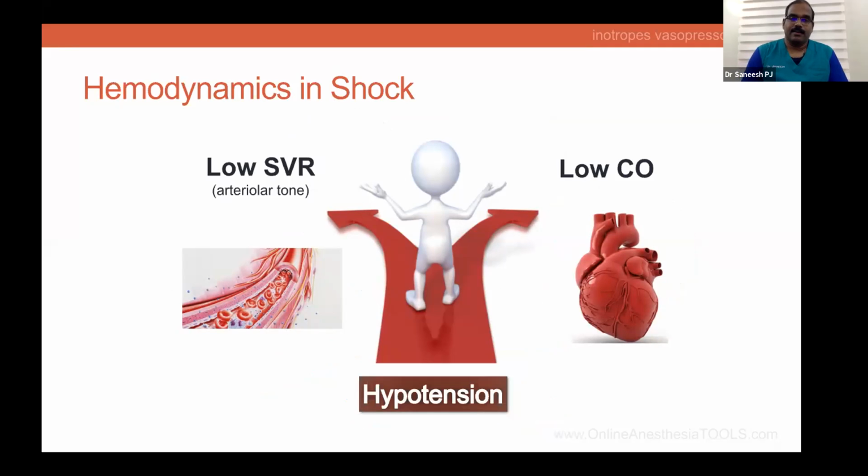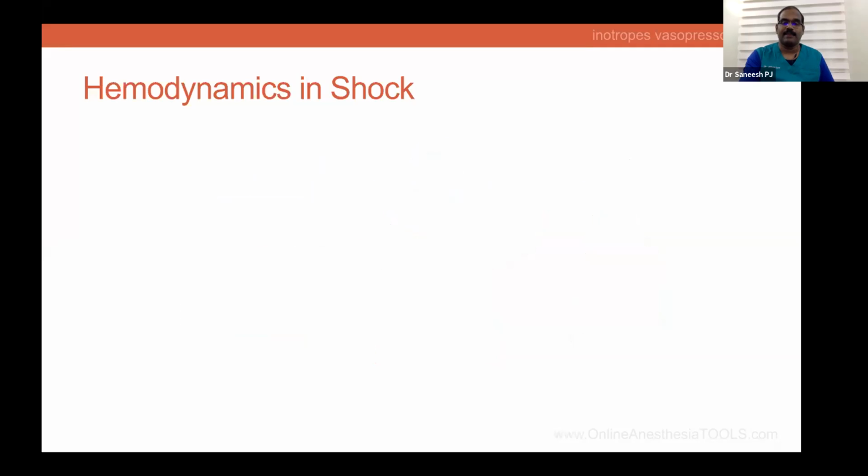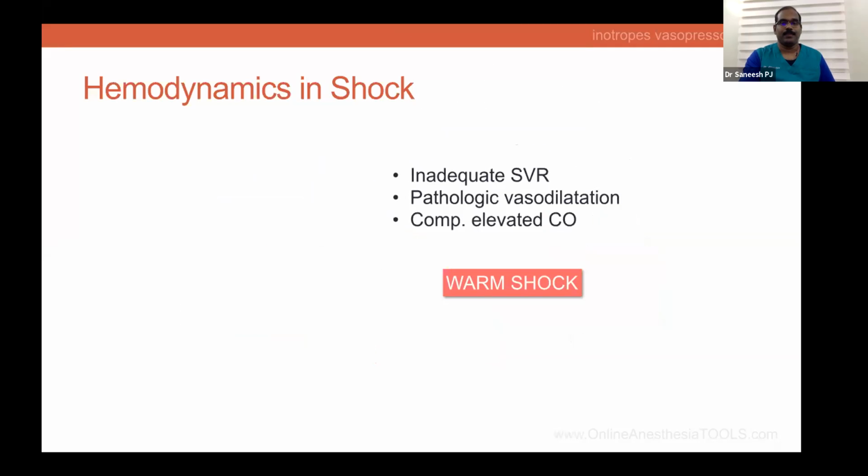Okay, starting from basics. When somebody is in shock, most of the time blood pressure falls. And how does hypotension present? It may be due to a very low systemic vascular resistance or loss of arteriolar tone, or cardiogenic effects, low cardiac output. Both these divergent scenarios can lead on to hypotension and eventually culminate in shock.